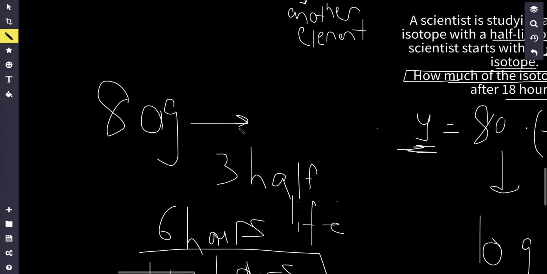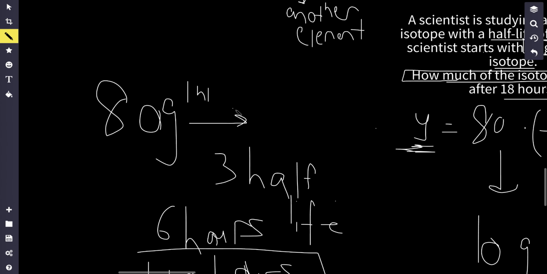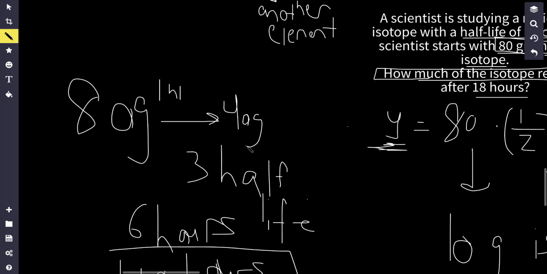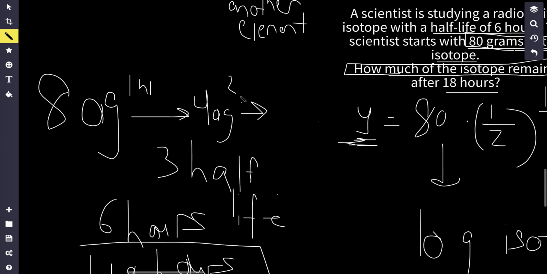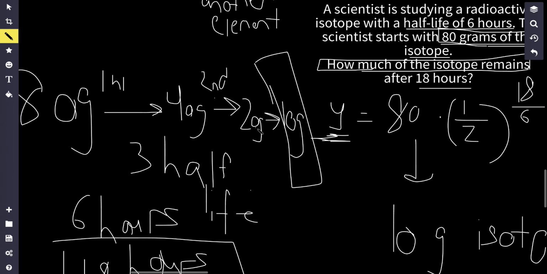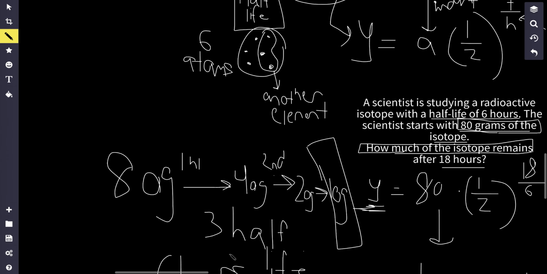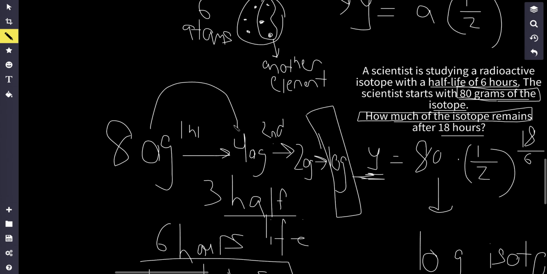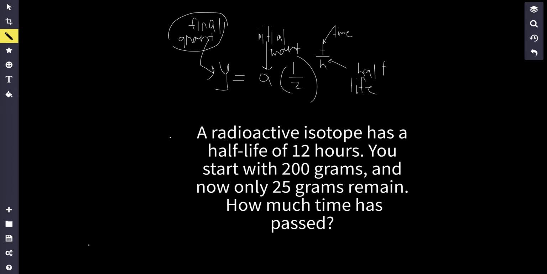After one half-life, you're going to have 40 grams. After the second half-life, you're going to have 20 grams. And after the final half-life, you're going to have 10 grams of your isotope remaining. Notice, it's in the name: half-life. You just keep taking half every half-life. 80, 40, 20, 10.